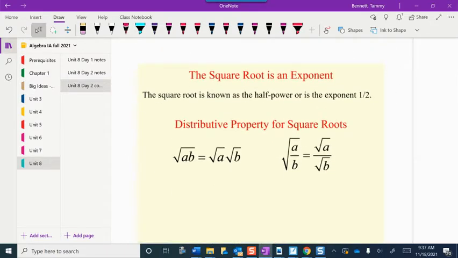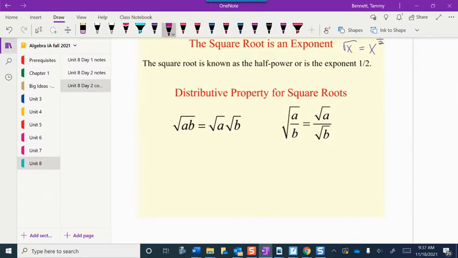All right, the square root is an exponent. So what that means is if I say the square root of x, remember that means the same as x to the 1/2 power. So it has an exponent of 1/2. Remember from yesterday when I have the square root of ab equals the square root of a times the square root of b. For instance, if I have the square root of 12, that equals the square root of 4 times the square root of 3, which you could simplify then as 2 times the square root of 3.